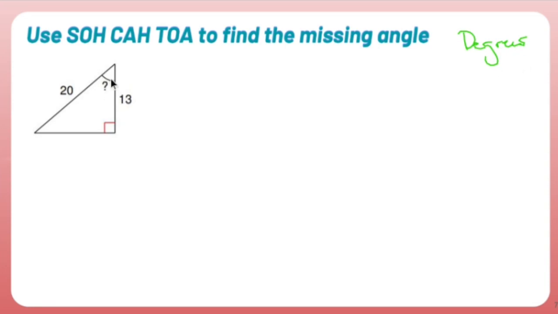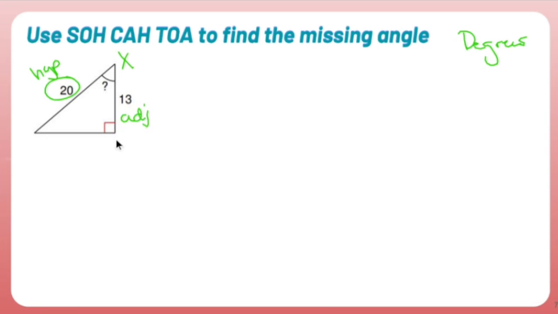All right, I'm being asked to find this question mark right there, and I'm going to call it X. I'm given a right triangle, and I'm given 20 and 13. Now, I have to compare 20 and 13 to X. 20, no matter what, is my hypotenuse. 13 is right next to X, which means 13 is going to be my adjacent side.